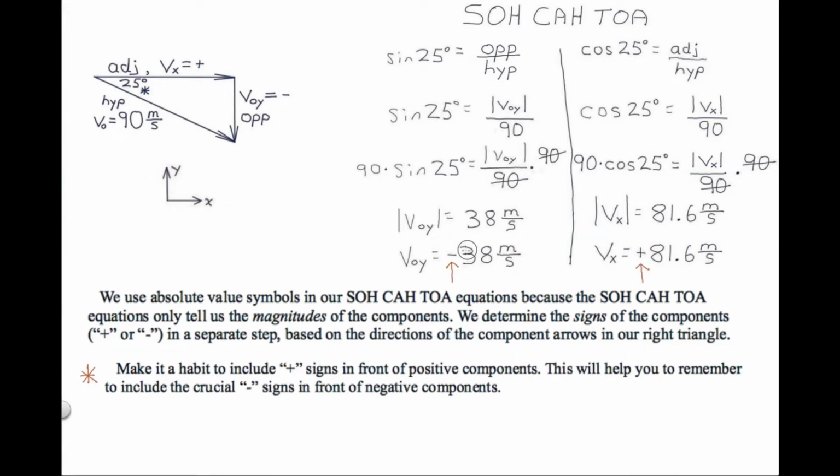It's crucial to include this negative sign in front of v sub 0y. If you leave out this negative sign, you will get the problem wrong.